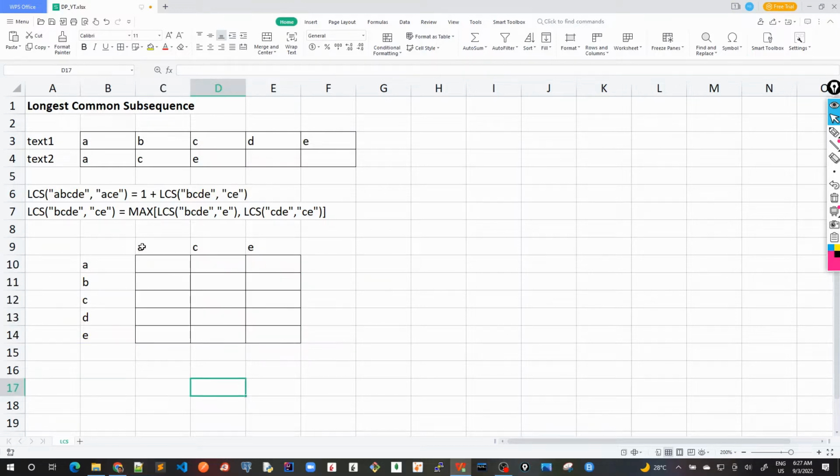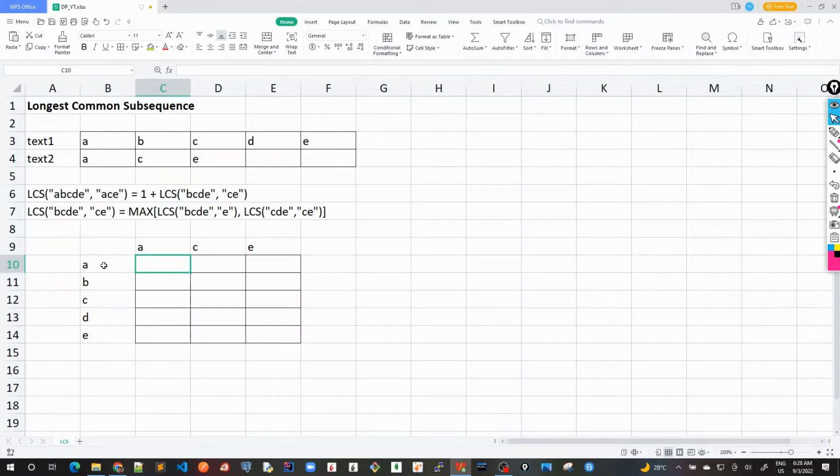So now, as we discussed before, we found that A and A are matching. All of these cells represent the LCS of that substring. For example, this one will be considering the LCS of A, B, C, D, E and ACE. Or in other words, this is the final solution, whatever the number that we get here. But let's start like this. We use the same recursive approach that we have used here to fill this 2D array.